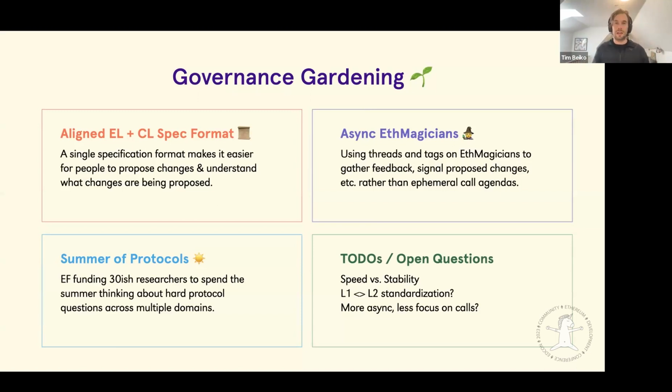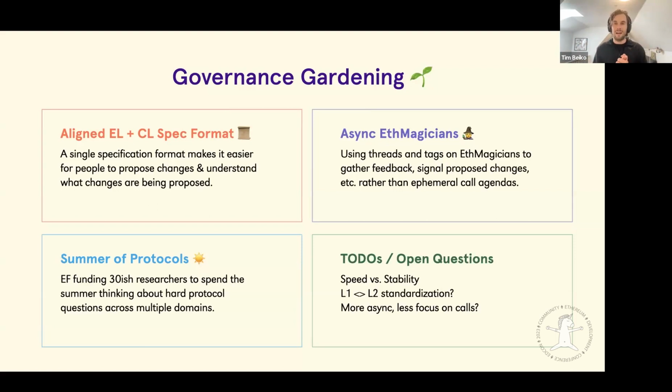The other thing is, I think more and more, trying to use async forums like ETH Magicians to gather feedback and to signal changes, which are not only more open to people coming in whenever, but also less ephemeral than things like the calls or agendas for the calls, which are extremely hard to then dig into. And then this is a bit more of a wild bet, but the EF this summer is funding this initiative called Summer of Protocols, which is funding 30 researchers from a bunch of different domains, from healthcare to the environment to some blockchain and tech stuff, to think about protocols generally, some of the hard questions about them, and see if we can come up with better mental models and frameworks to address these.